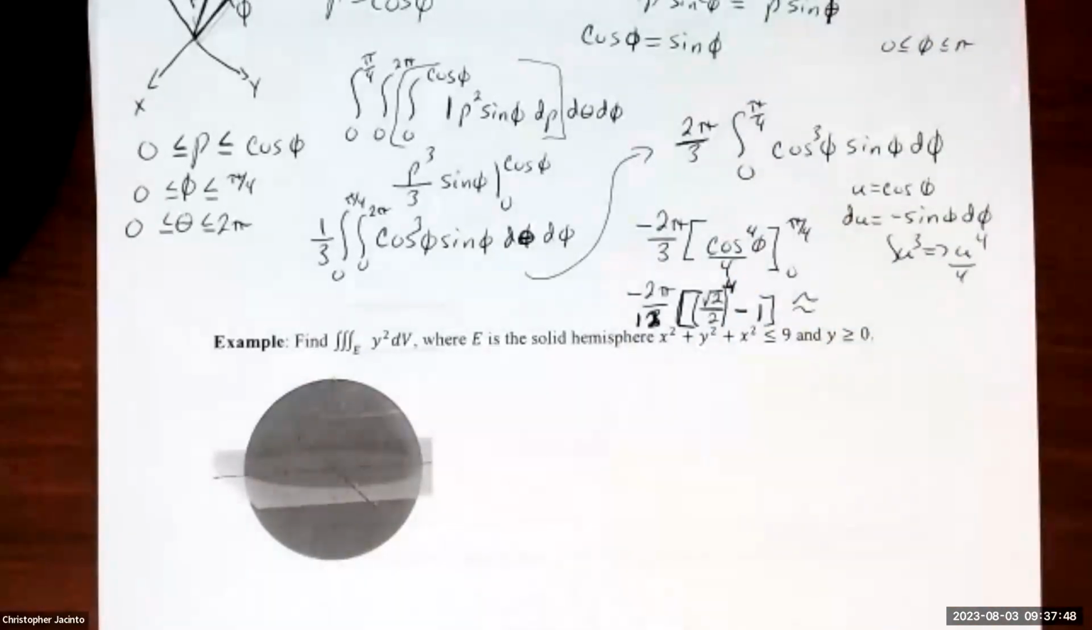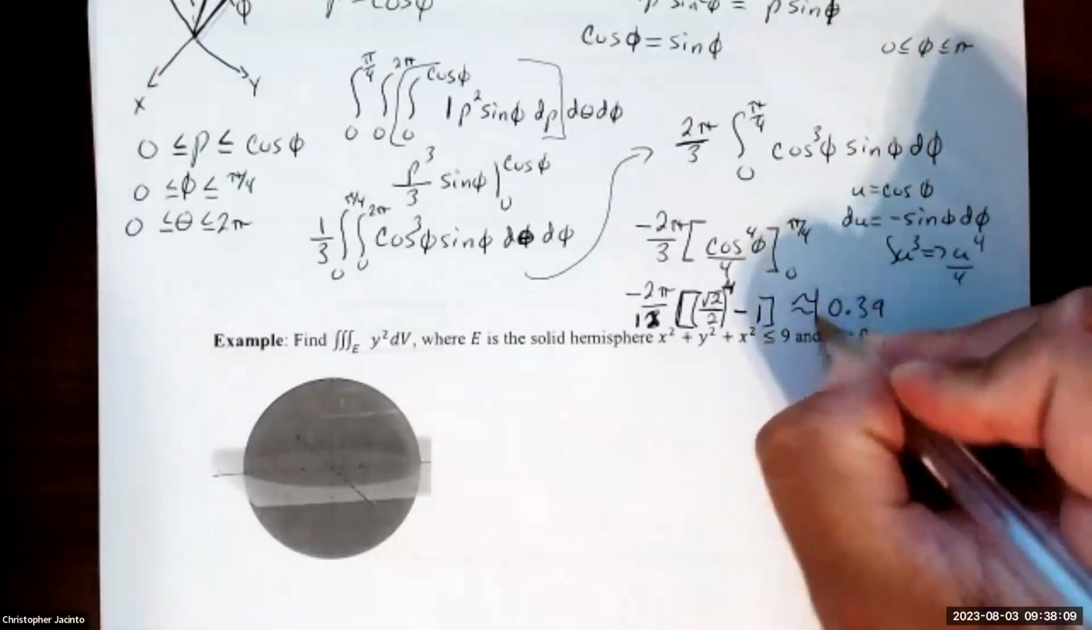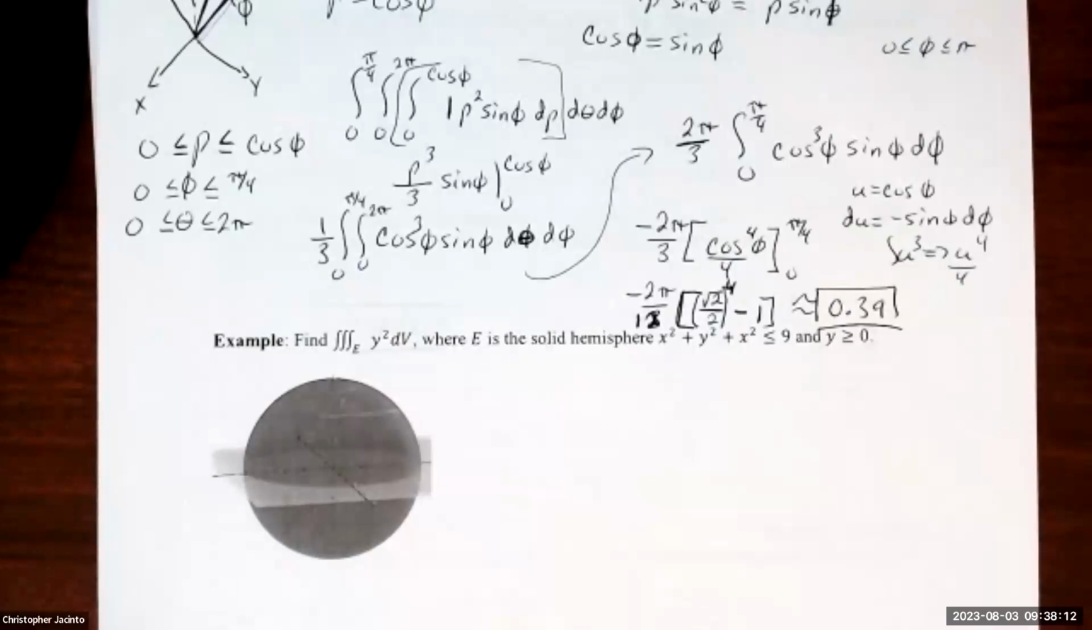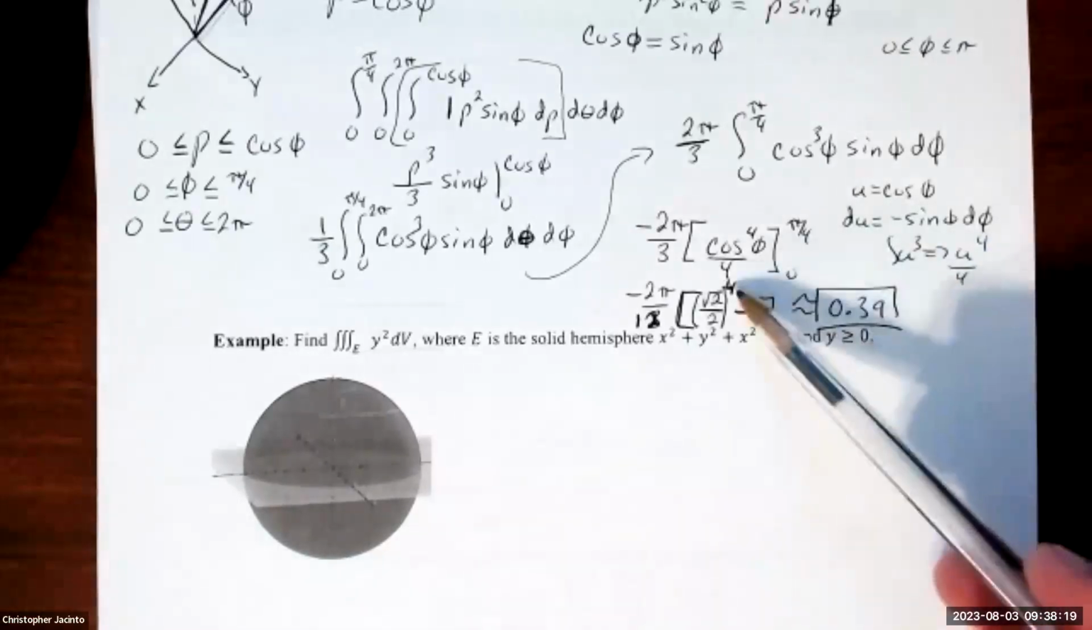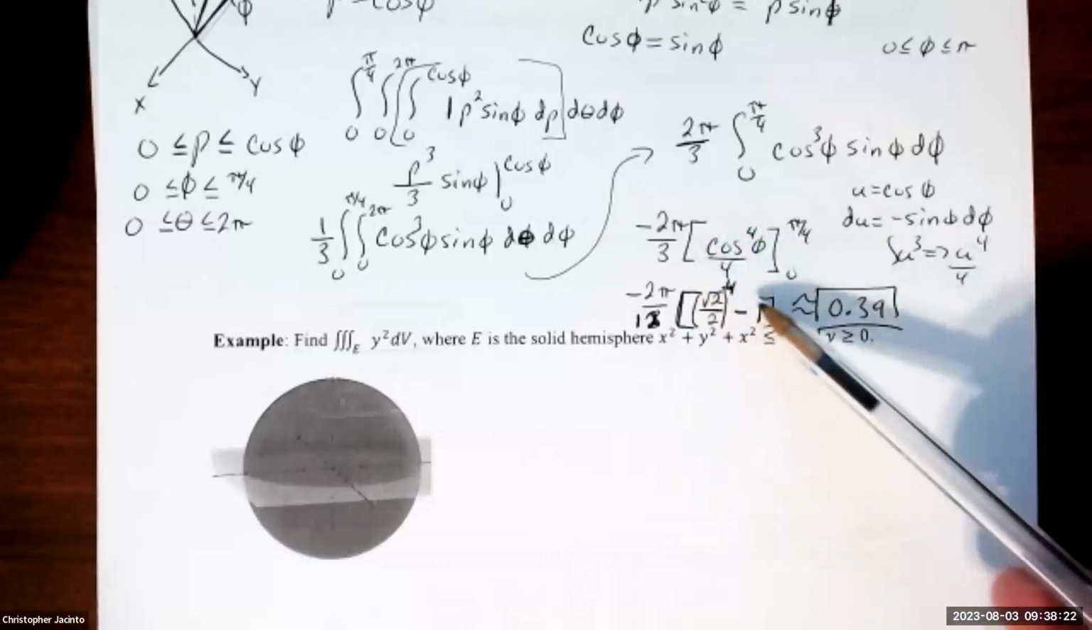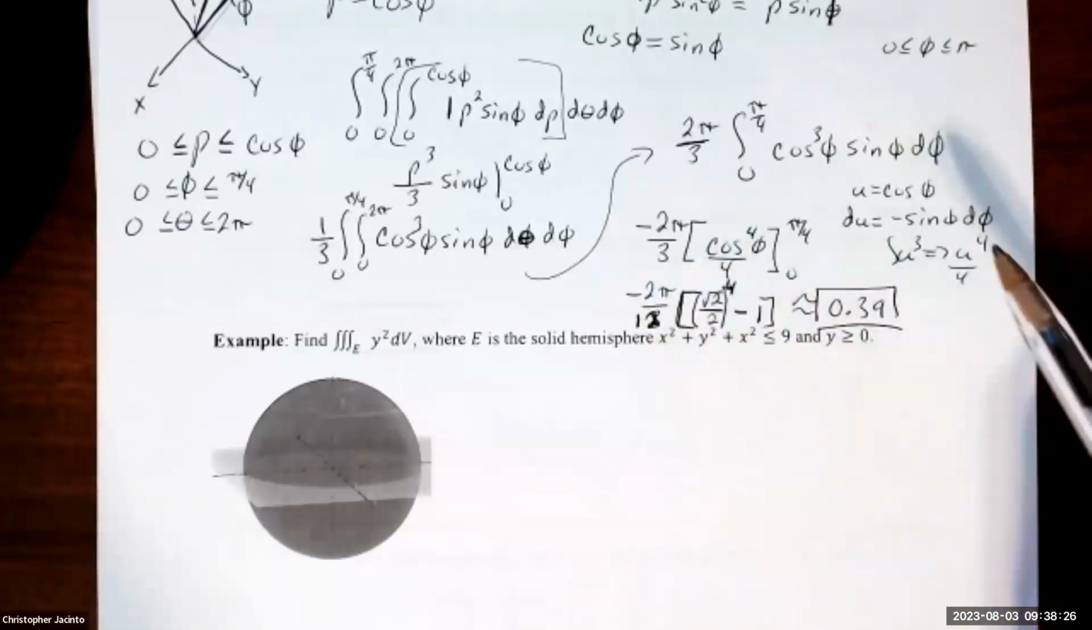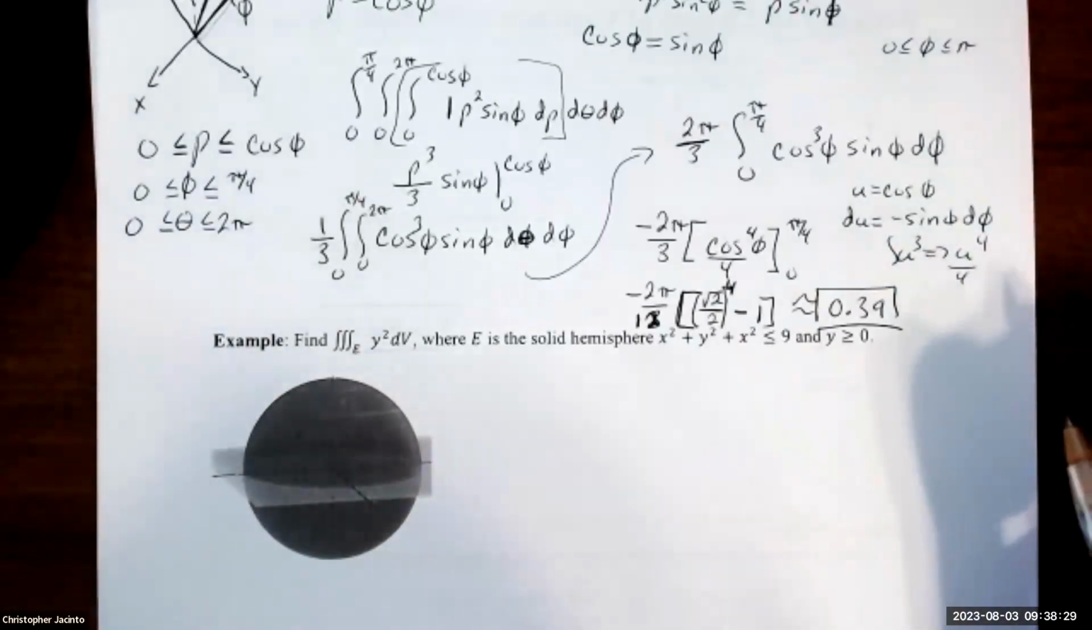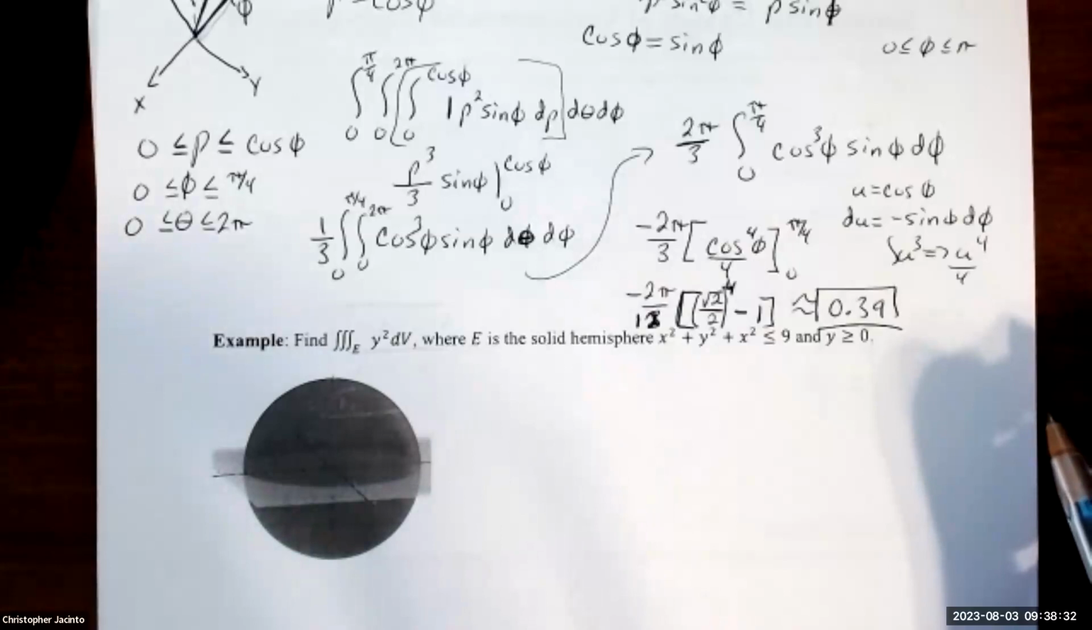And I got roughly approximately 0.39. Right, so radical 2 over 2 to the 4th power, minus 1, and then negative, because there's a negative out front. And a negative times a negative makes a positive, so you get a positive, which is nice. All right, let's try one more.